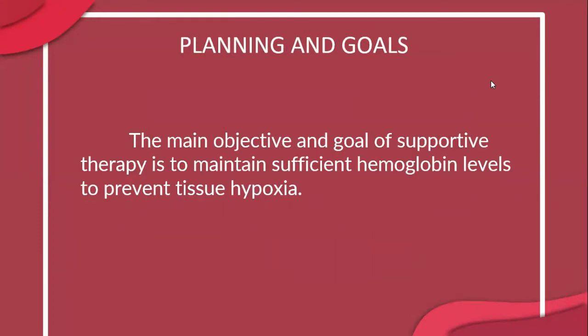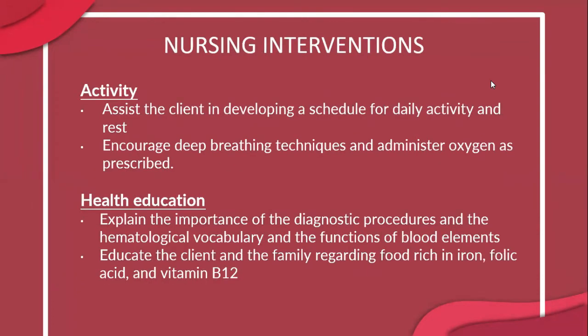The main objective and goal of supportive therapy for thalassemia patients is to maintain sufficient hemoglobin levels to prevent tissue hypoxia. For nursing interventions, we assist the client in developing a schedule for daily activity and rest, encourage deep breathing techniques, and administer oxygen as prescribed. In health education, explain the importance of the diagnostic procedures, the hematological vocabulary, and the functions of blood elements. Educate the client and the family regarding food rich in iron, folic acid, and vitamin B.